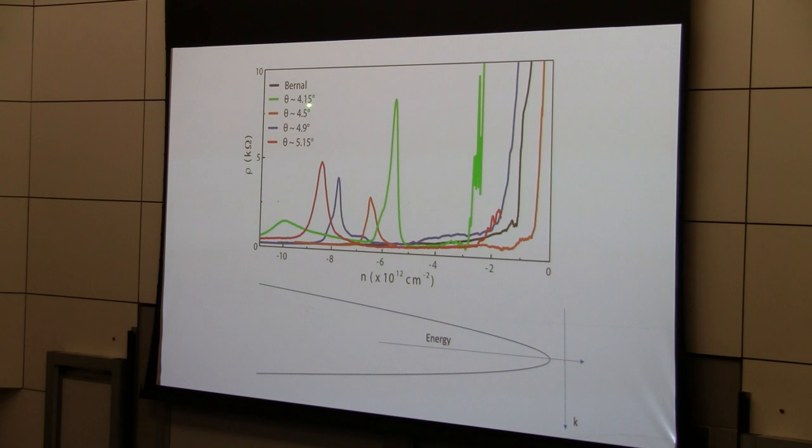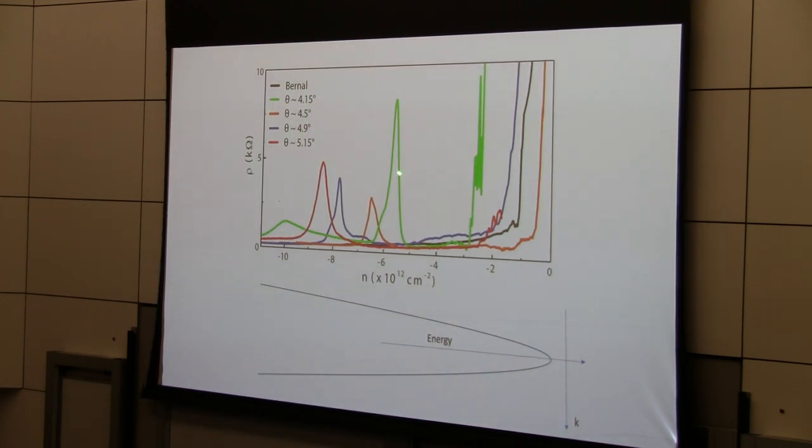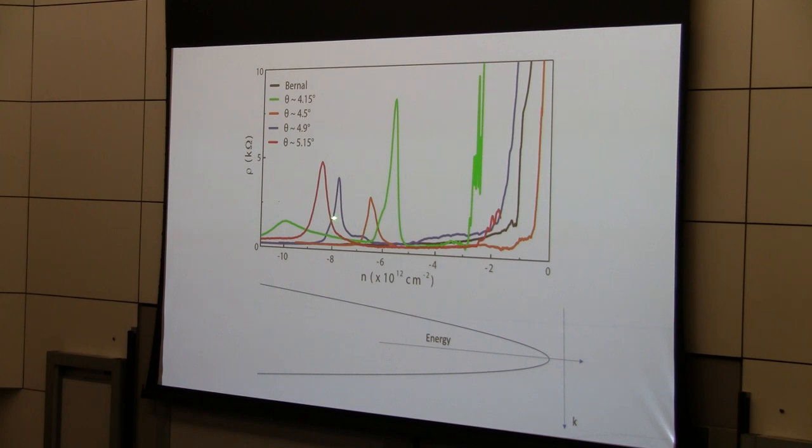And we've done this for different angles. So here, these are different angles, 4 and 4.5 and 4.9, 5.15. And there's sort of a beautiful progression with where these things occur. And to cut a long story short, in each of these samples, there is a moiré pattern. The moiré pattern is defined by this twist angle. And exactly when I have put one electron on each moiré site, that's when I have this insulating state appear. So, like twisted bilayer graphene.